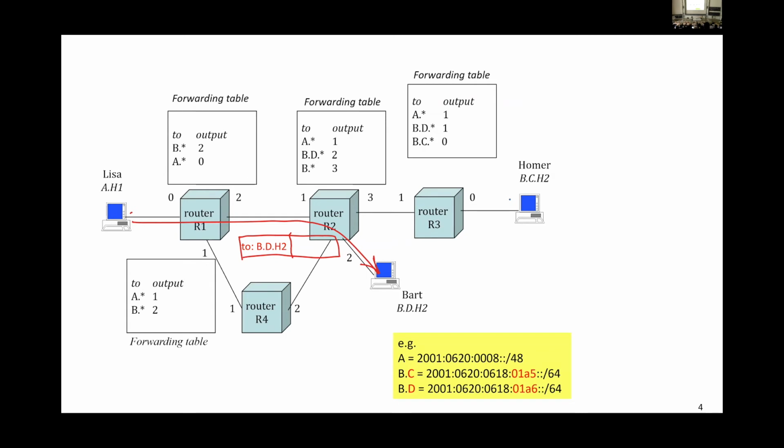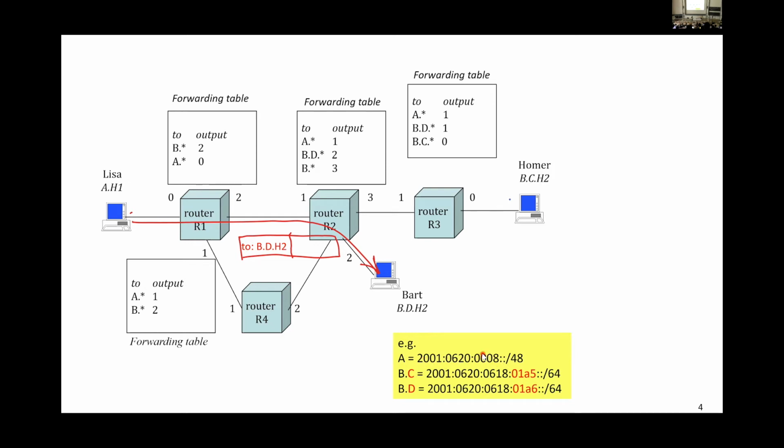Let's illustrate what longest prefix match means. Here I'm showing a small network with 4 routers and 3 hosts. I'm assuming they're using IPv6 addresses, but because IPv6 addresses are very long, I have a compact notation where A is, for example, this, B.C means that, etc. So in this notation, A means an IPv6 address, and /48 means we take only the first 48 bits of this, which means exactly those 3 words, because one word here is made of 4 hexadecimal digits. So every symbol represents 4 bits, and every word represents 16 bits, times 3.